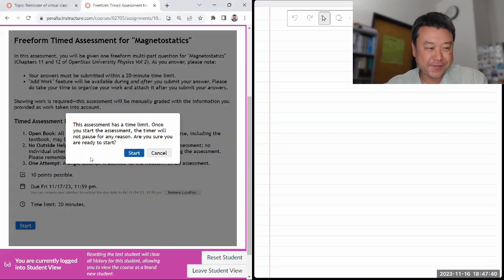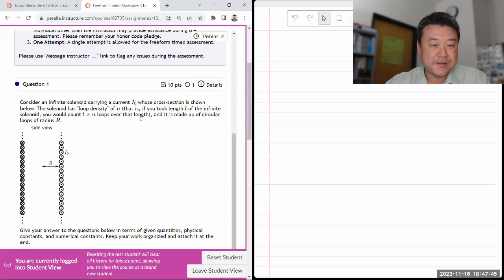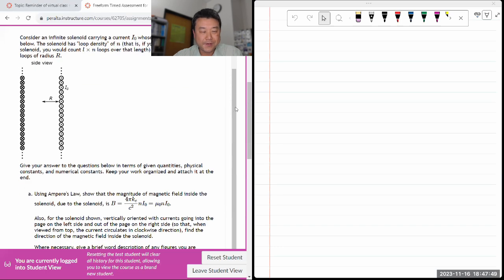I have 20 minutes from this point on. All right, it says consider an infinite solenoid. Okay, make me feel better. I like an application of Ampere's law question. Those are easier. It's harder for me to forget those because it involves application of symmetry and all that.